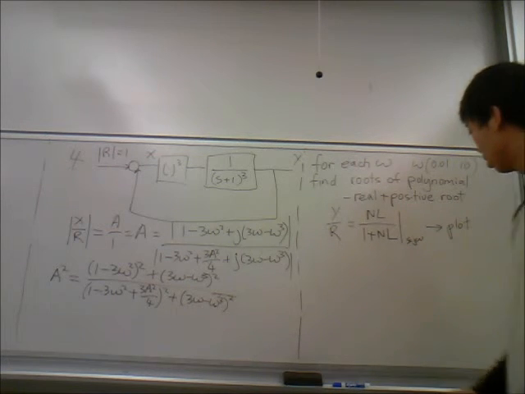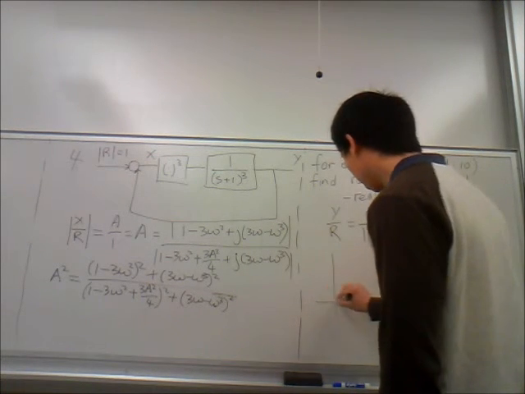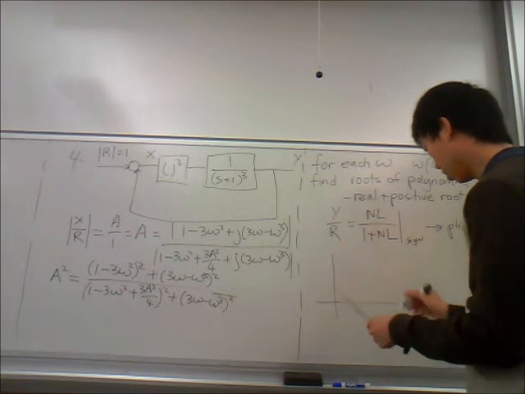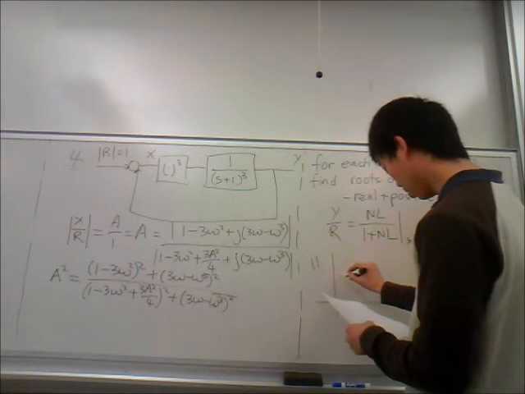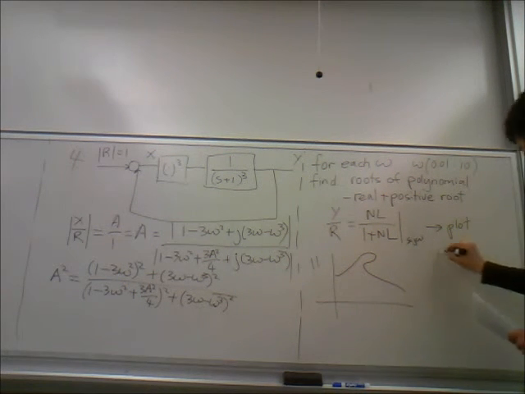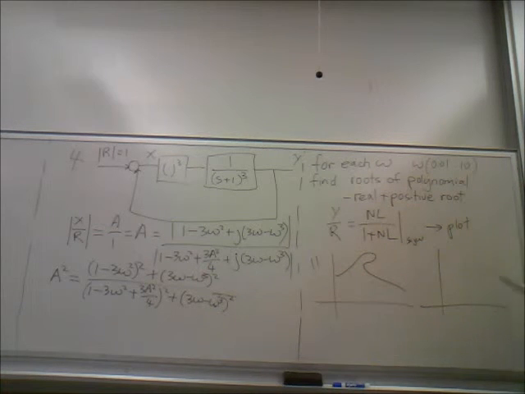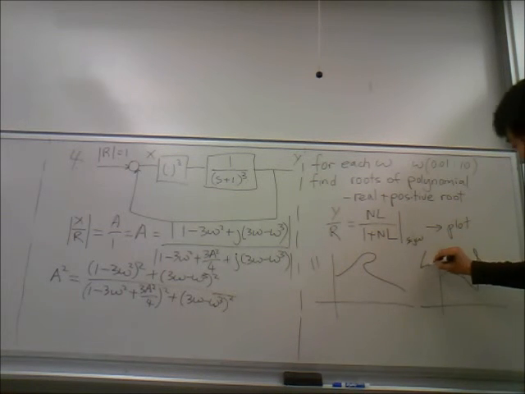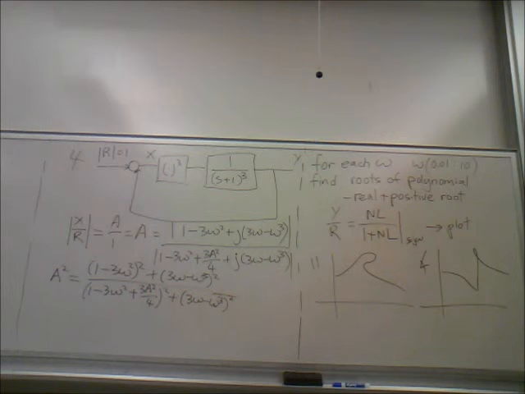And just to check your answers, I got something that looked like this. So my magnitude plot looks something like this, and my phase plot looked like this. So it's quite interesting. Any questions on this? Any questions at all?